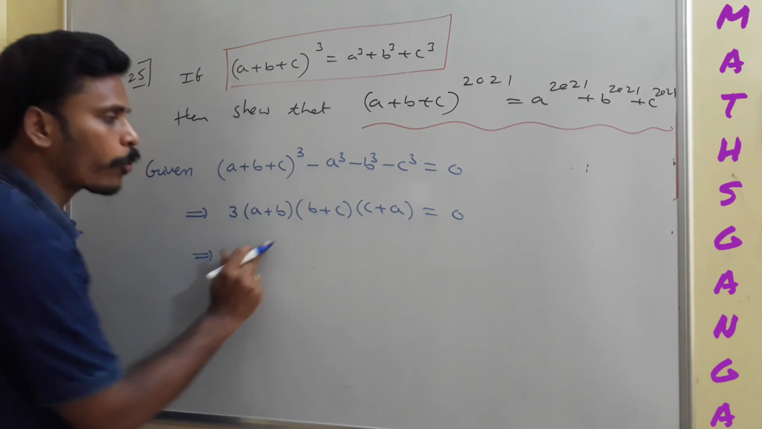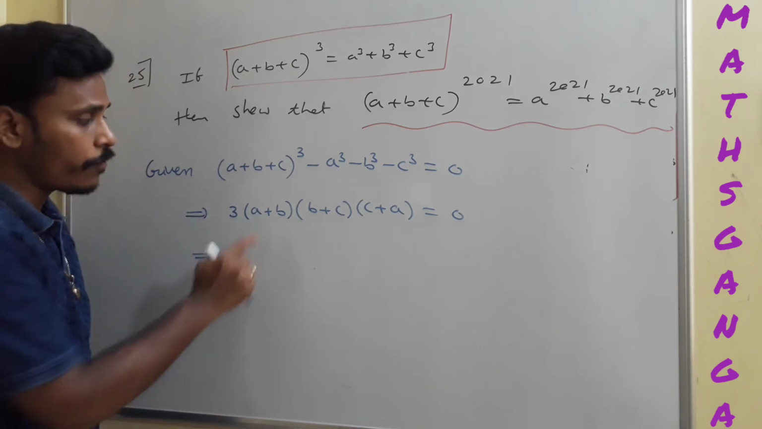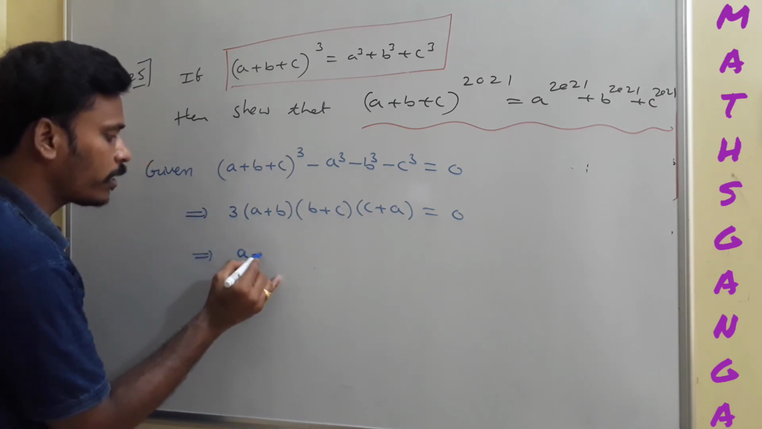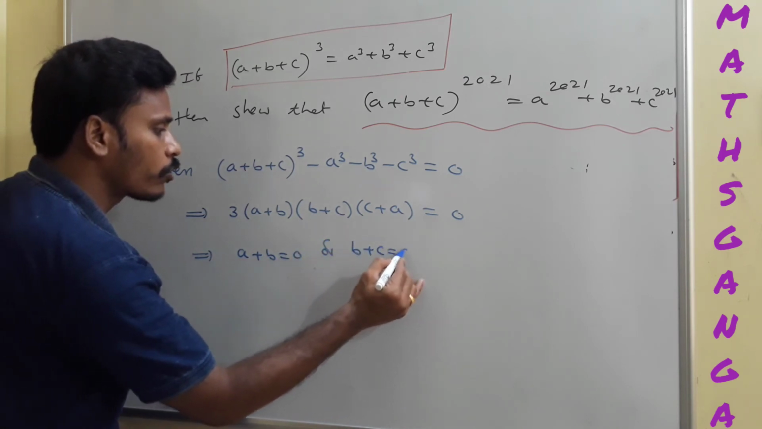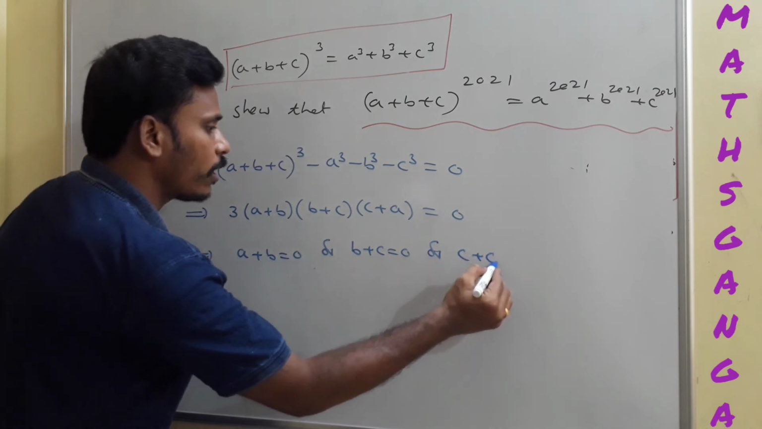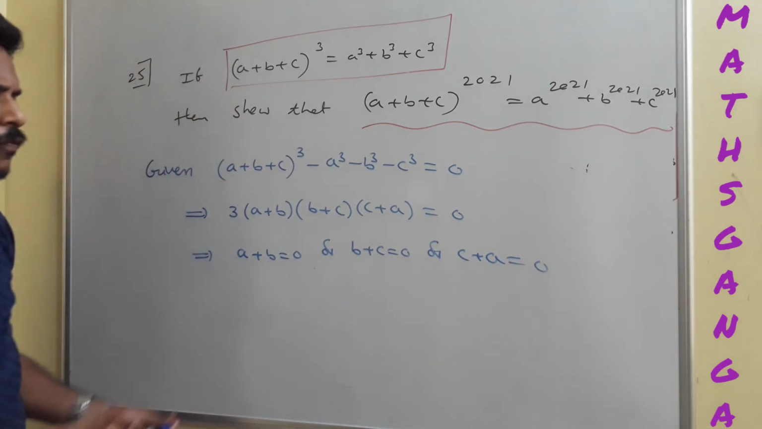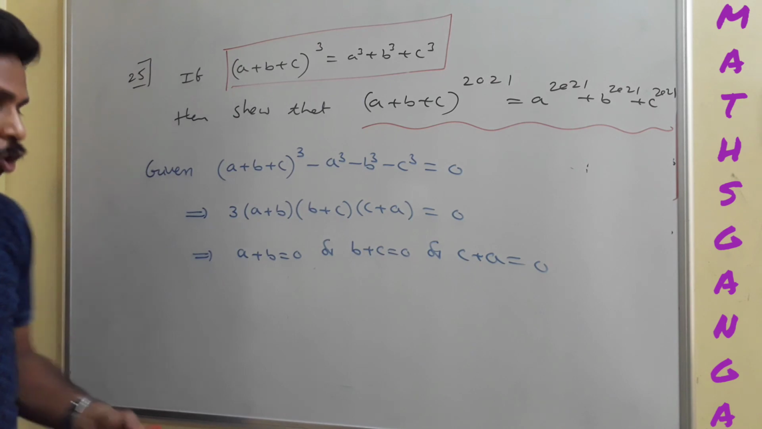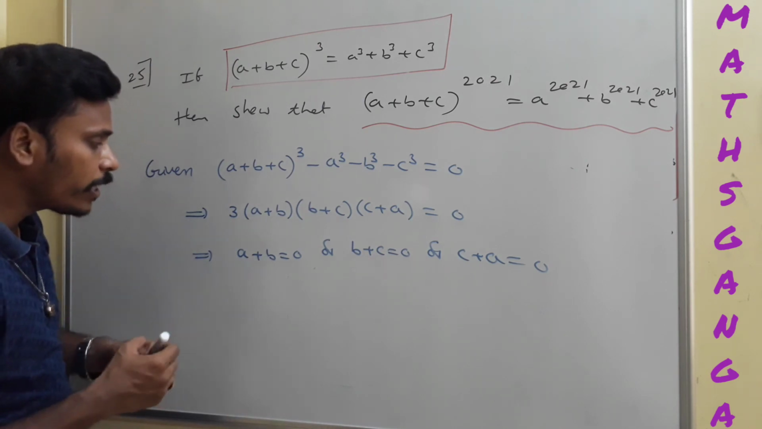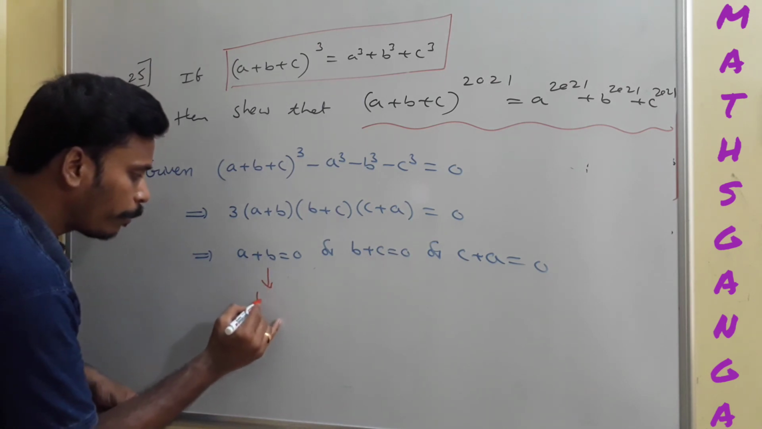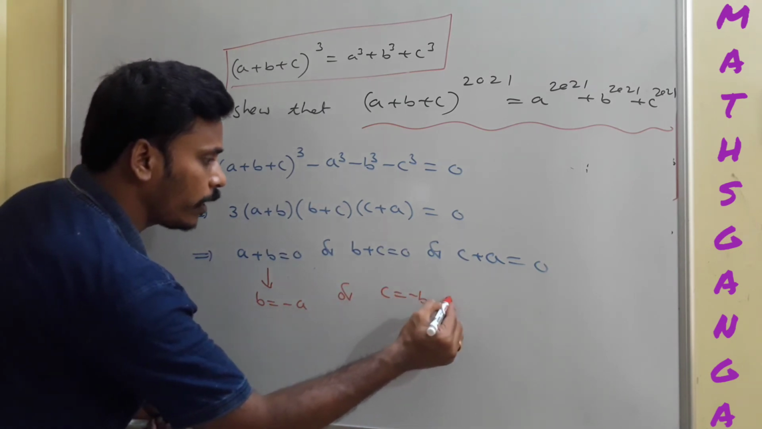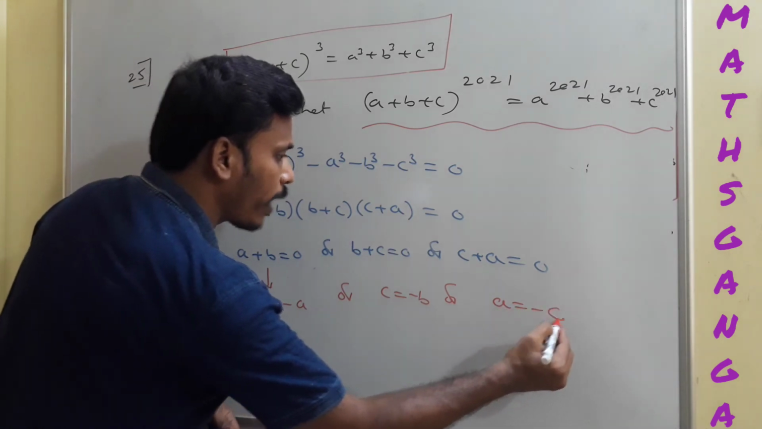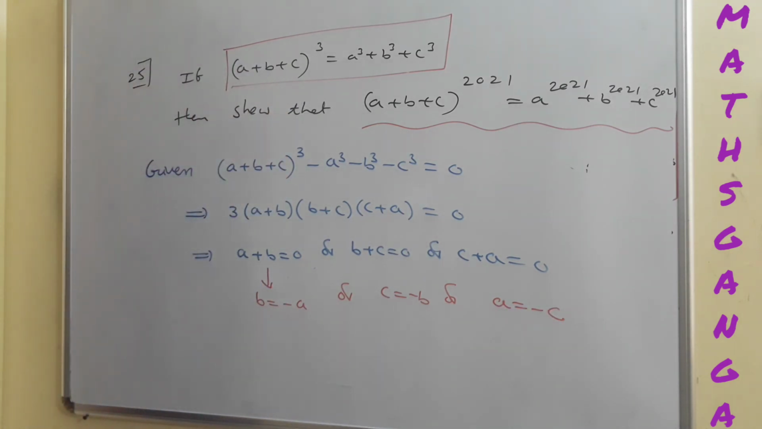Then this product is 0 if any one of these 3 is 0. That means a plus b is equal to 0, or b plus c is equal to 0, or c plus a is equal to 0. If any one is 0, then only the product becomes 0, or otherwise no chance. If a plus b is equal to 0, then b is equal to minus a, or c is equal to minus b, or a is equal to minus c. I have 3 possibilities.